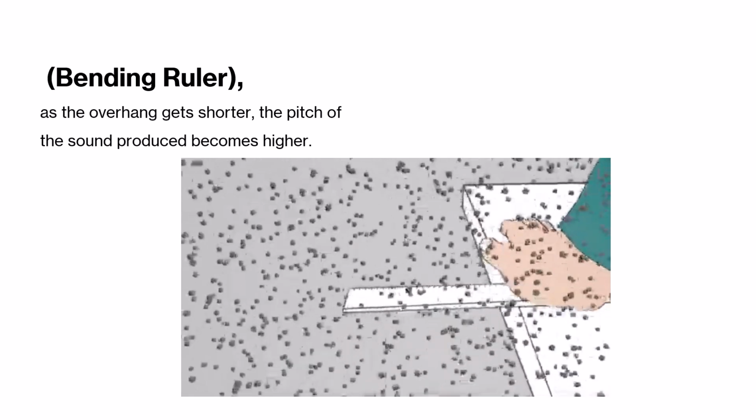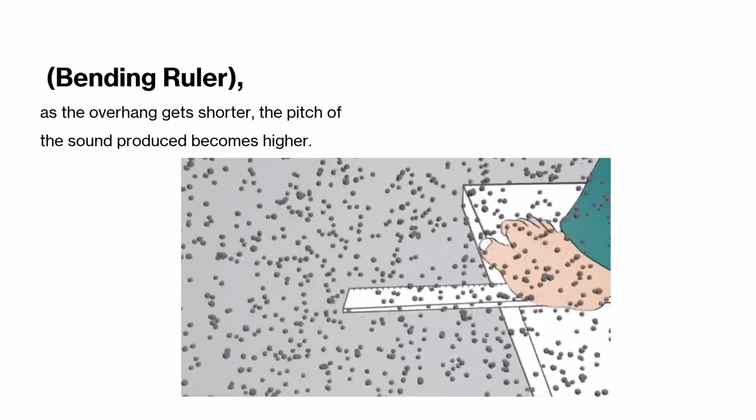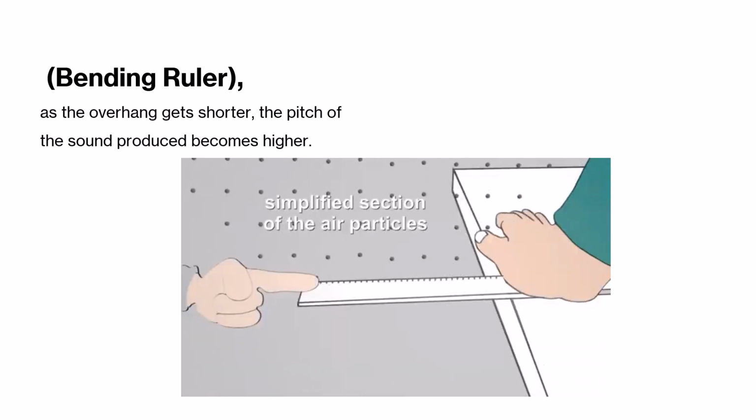In order to be able to recognize what happens when the ruler swings back and forth, let's consider a simplified section of these air particles.